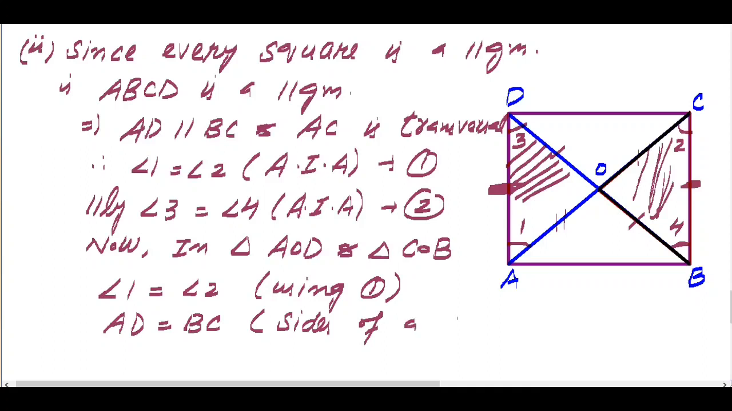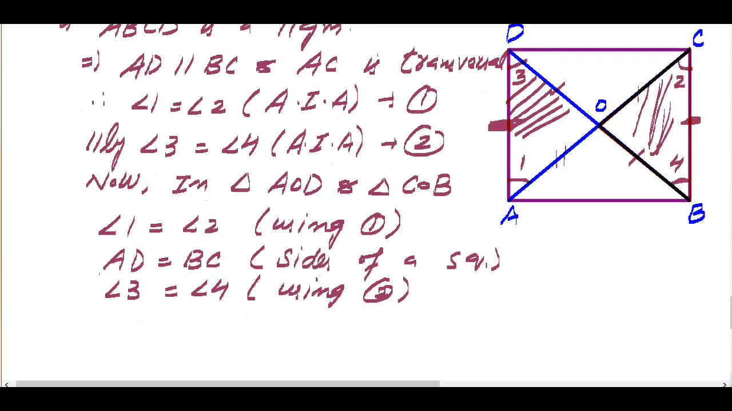So it is the second point. The third point is that angle 3 will be equal to angle 4, again using equation second. We have already proved above that angle 3 is equal to angle 4. So in these two triangles, by the angle side angle criterion, we proved that the two triangles are congruent. Therefore, triangle AOD is congruent to triangle COB using the angle side angle congruency rule.